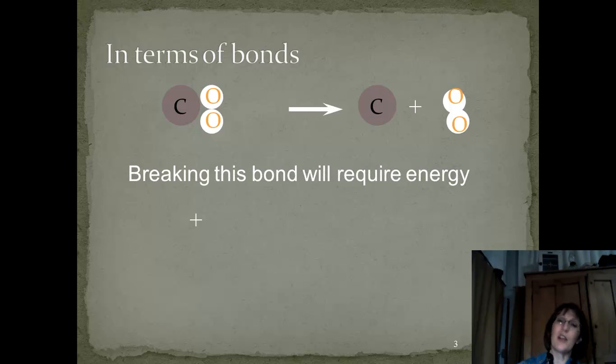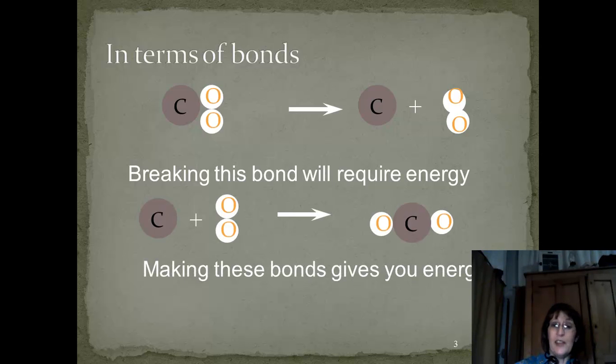Okay, so when we talk about bonding, if you break bonds, like you have the CO2, there's one carbon, two oxygens. If you break bonds, it actually requires energy. So you have to put energy into the system in order to get this to happen. And the opposite, if you create bonds instead of breaking them, you actually release energy.